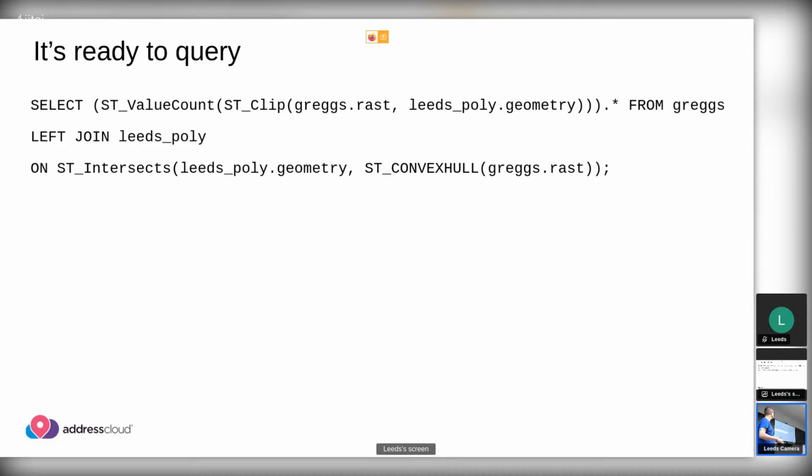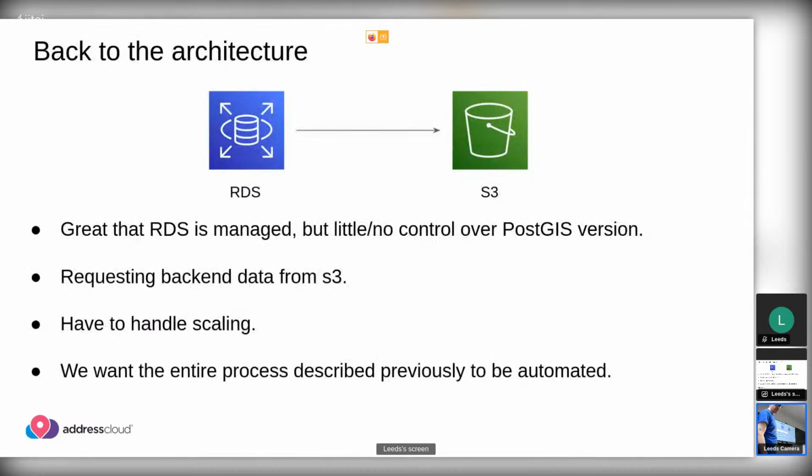Okay, so when I've got those, let's ignore value count for now, I've got an ST clip, and it's just saying that mini raster, clip it by this geometry. So get rid of the values outside of that lead polygon geometry, and then get me a value count. What does that mean? Let's look at some results, because I think that's the easiest way to see it.